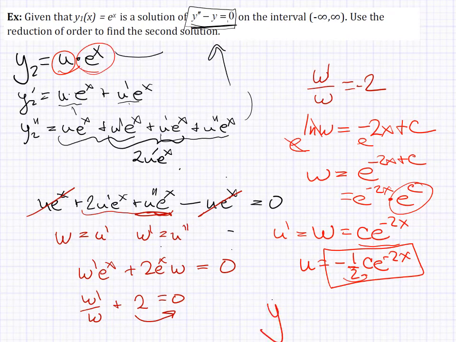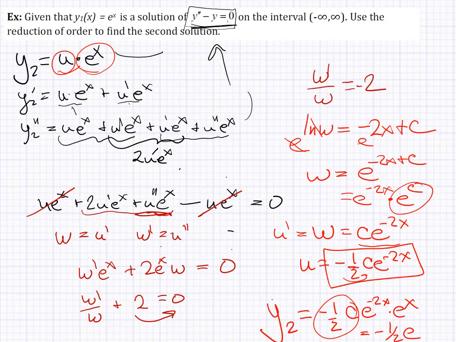So therefore, our second solution should be minus 1/2 c e to the minus 2x times e to the x. Simplifying, saying this whole thing is just our constant, we would get minus 1/2 e to the minus x. So technically, or c e to the minus 1/2. So everything but the constant part, that's really our second solution, e to the minus x.